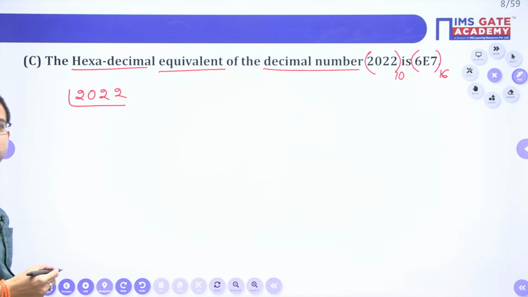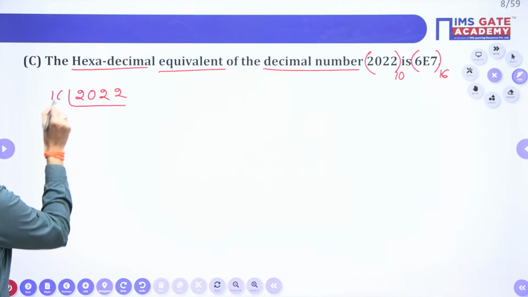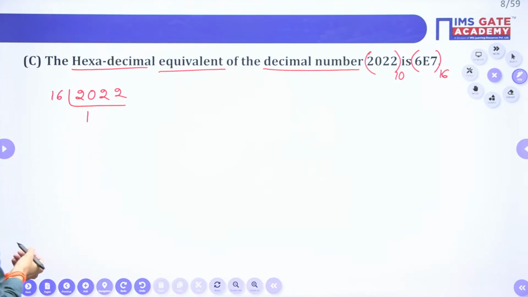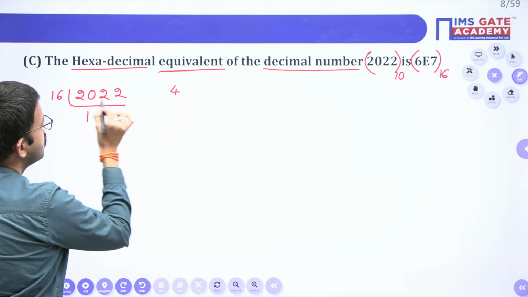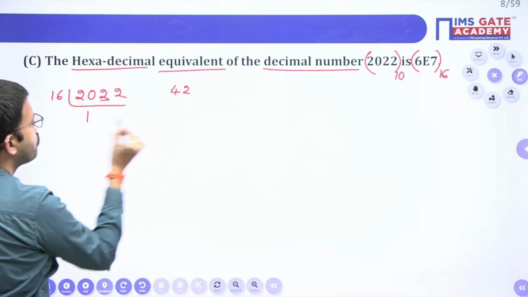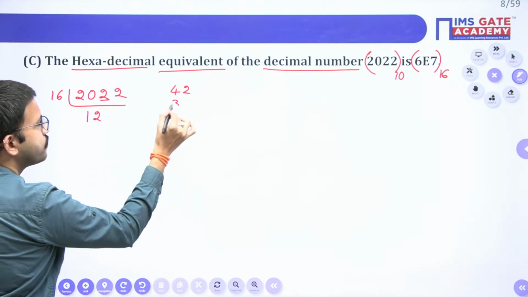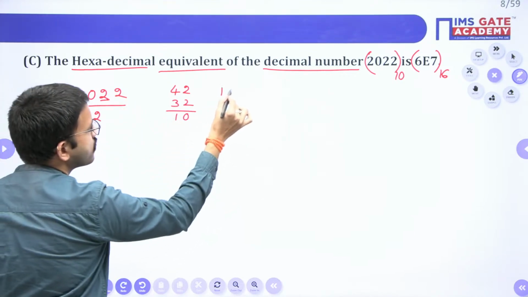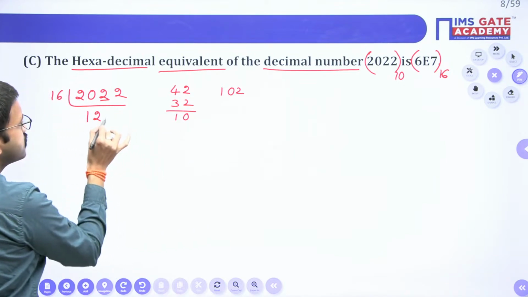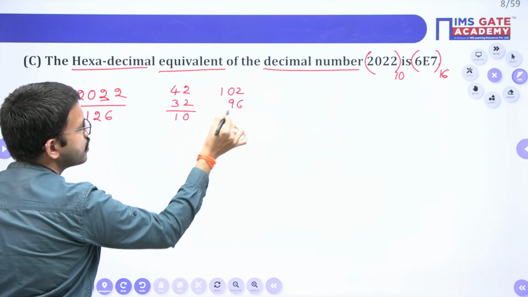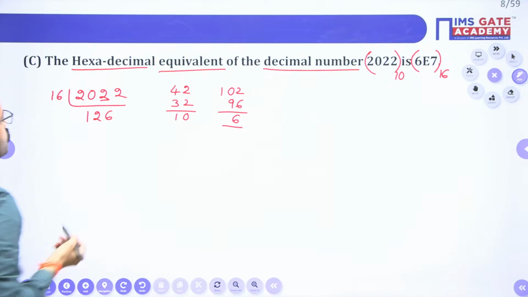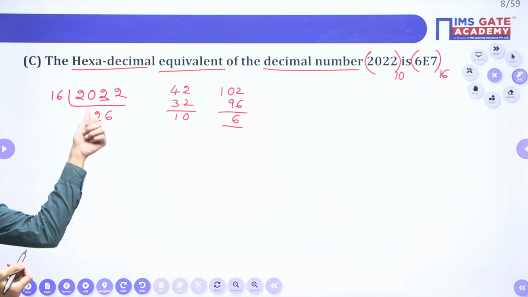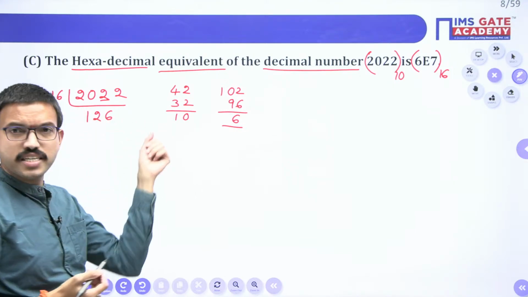Yes, very good, Kundan. We will perform repeated division with 16. Here 16 ones are 16, remainder is 4, and next digit I am considering 42. 2 16s are 32, remainder is 10. Next you can consider this digit, then 16 6s are 96, remainder is 6. So when you multiply 16 with 126, you will get some number. After that you will get remainder as 6.